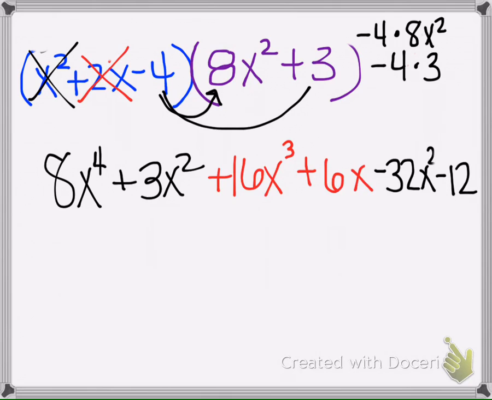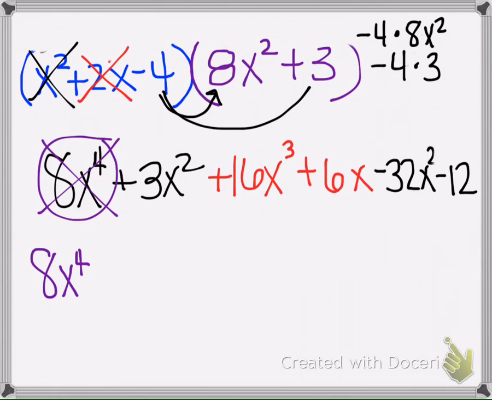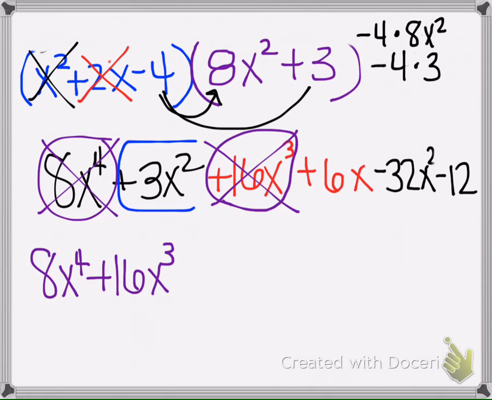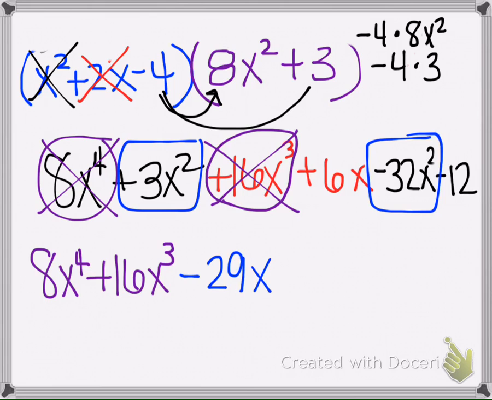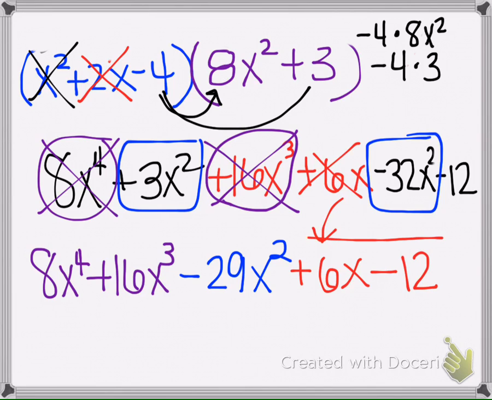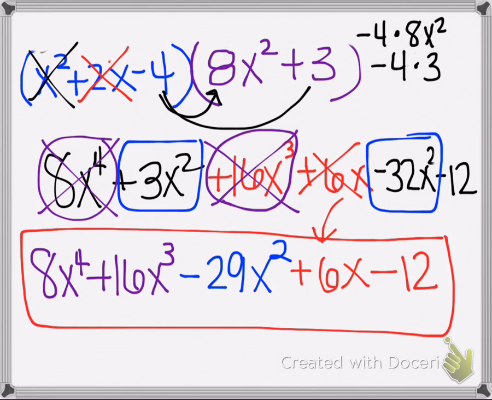Now we're going to go ahead and combine our like terms. This one's going to go first. It has the highest exponent. Then we have the 16x to the third power next. And then we have like terms right here. So that's going to make negative 29x squared. And then we're going to bring down the 6x. And then we're going to bring down the negative 12. And that would be our answer.